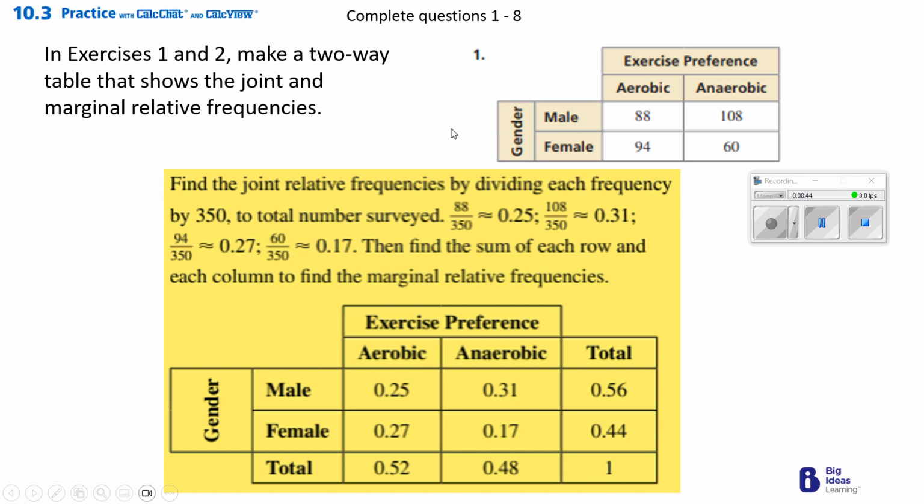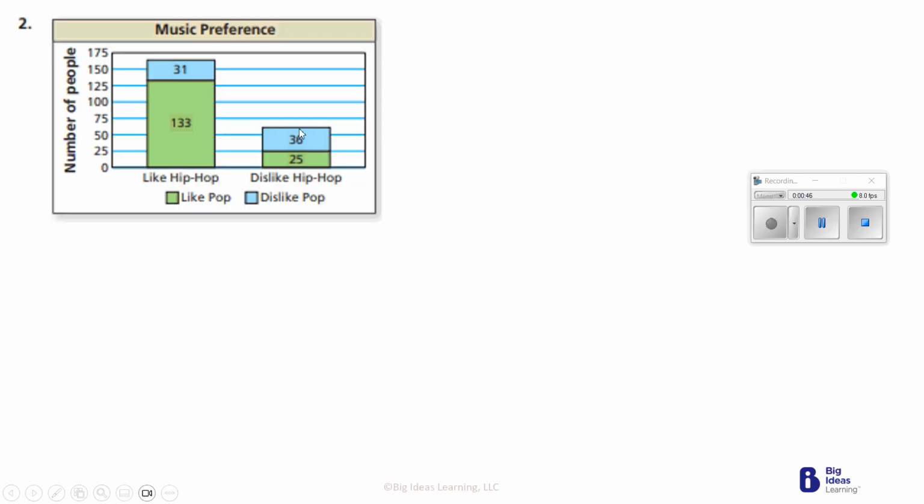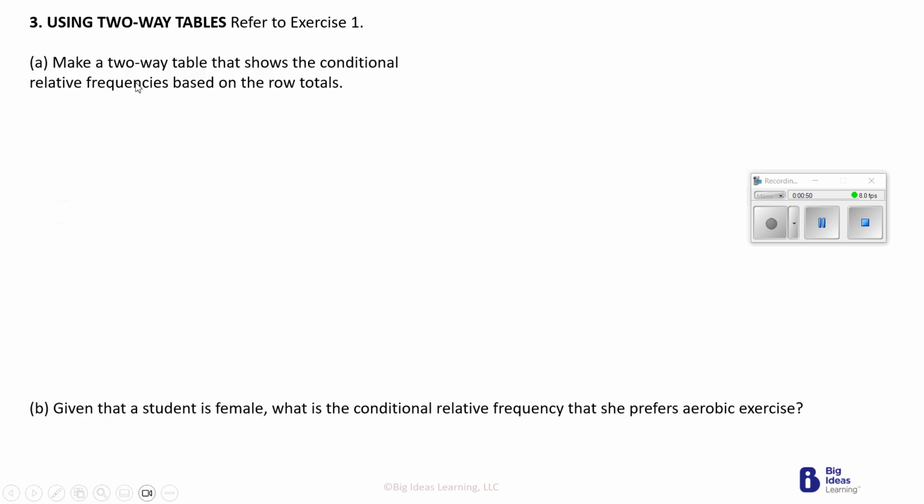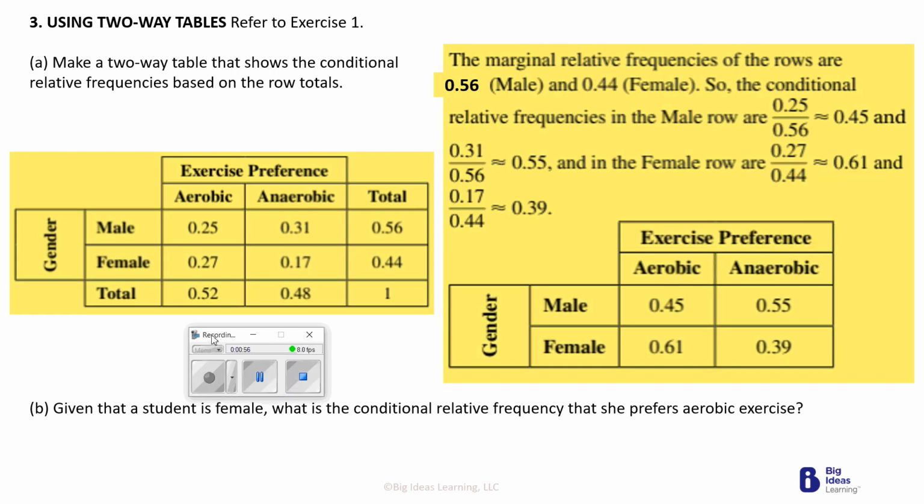All right, so let's go to number 2 now. Number 2 is for you to do. Number 3 says make two-way tables that show the conditional relative frequency based on the row totals. So this time we're going to go by the row totals. And if you go by the rows, rows are this way, columns are the other way.